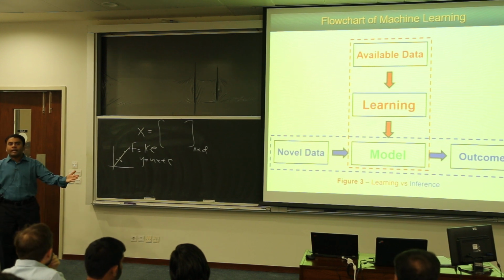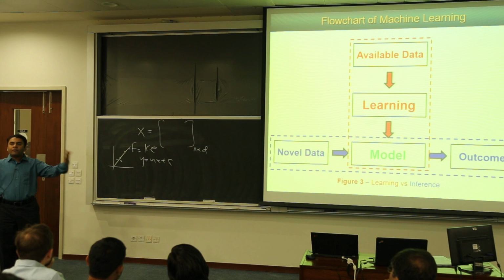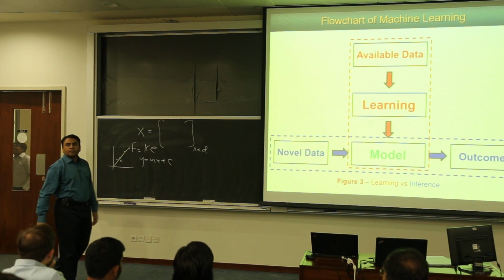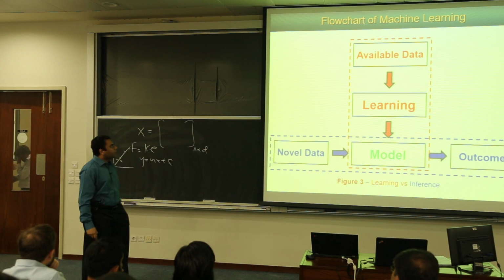We have available data, we learn the function, we have a model with us. Whenever new data comes, I predict what my model tells me about that data. So that's what we have. So learning versus inference.